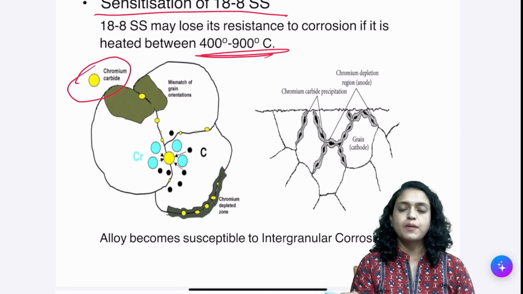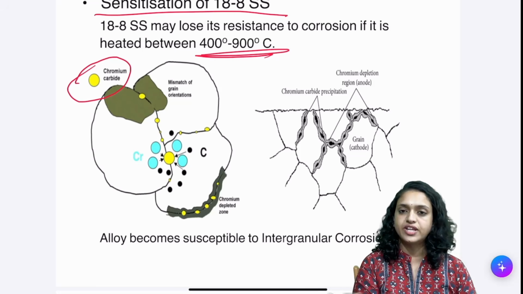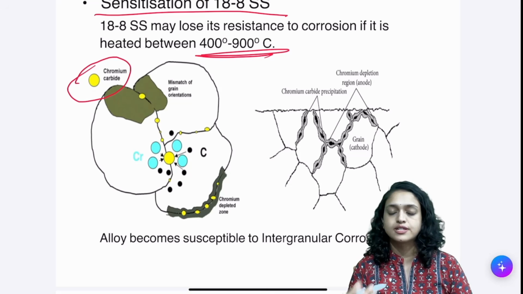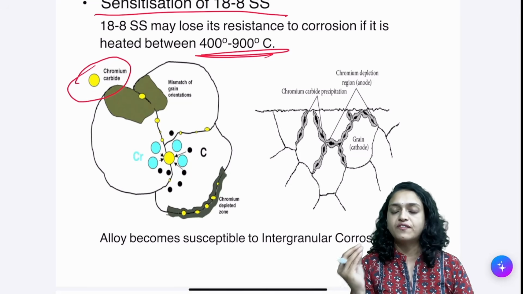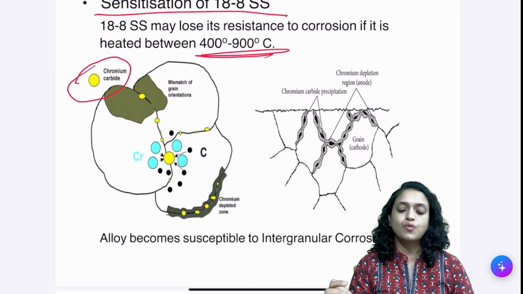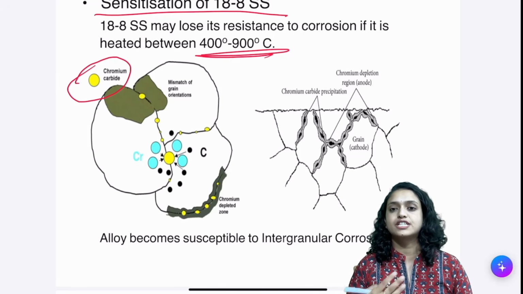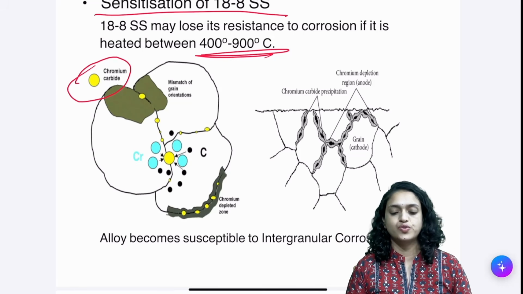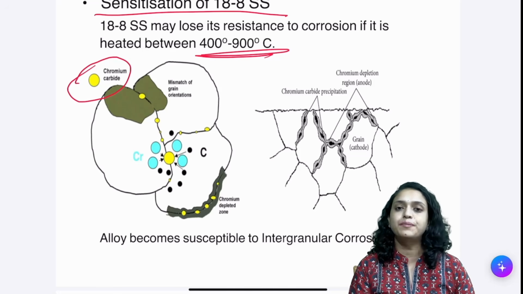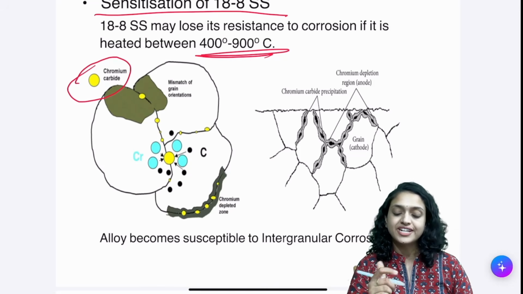This chromium carbide is a very weak structure and this predisposes the stainless steel to corrosion. Number one, this chromium carbide is very weak and acts as a region where corrosion starts. Two, the amount of available chromium present in the material is reduced. So this material, initially protected by chromium, is now exposed and susceptible to corrosion when it is heated.